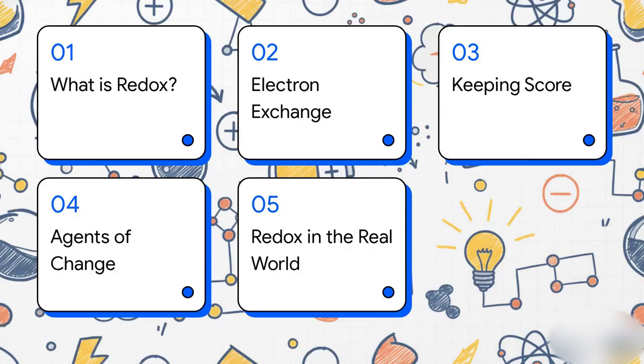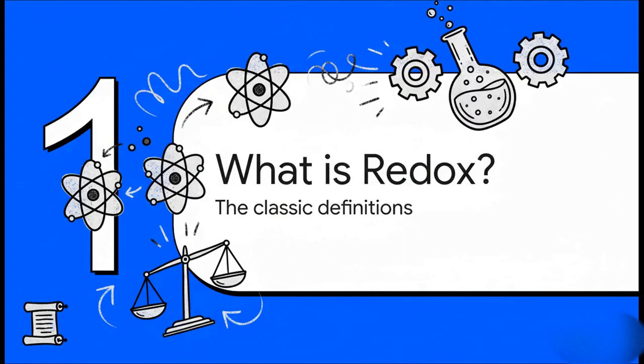So here's how we're going to break it all down. First, we'll cover the basics of what redox even is. Then we'll get into the great electron exchange that really drives it. After that, we'll learn how to keep score with numbers, meet the agents of change, and finally see this stuff in action out in the real world. All right, first things first, let's tackle that first question.